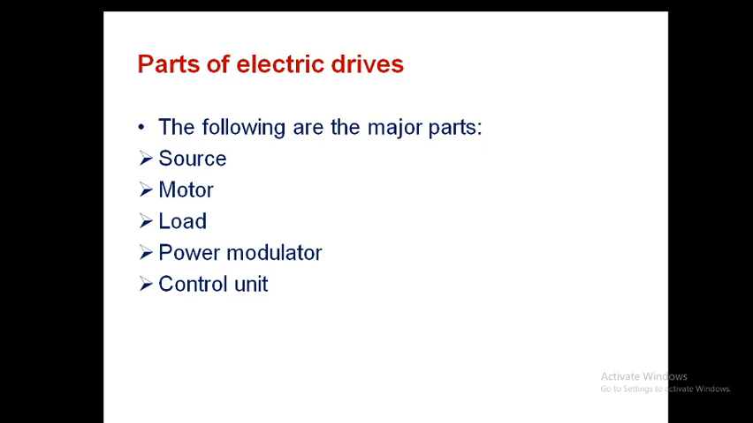So from the block diagram, the following are the major parts of the electric drives. One is source, motor, load, power modulator, and control unit. By combining all these, we can call that an electric drive, because if the source is an electrical source and the other components are also related to the electric parts, then the combination of source, load, motor, power modulator with control unit is called the electric drive. That's why these are the parts of the electric drives.